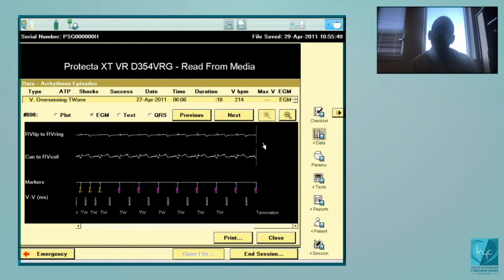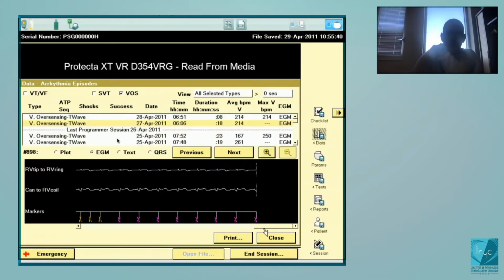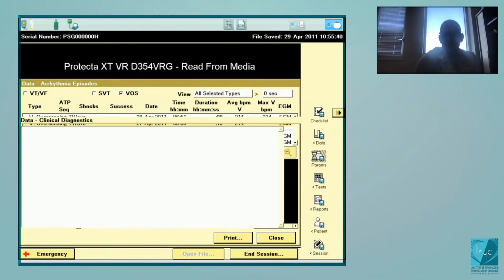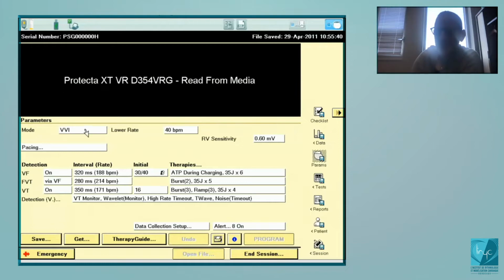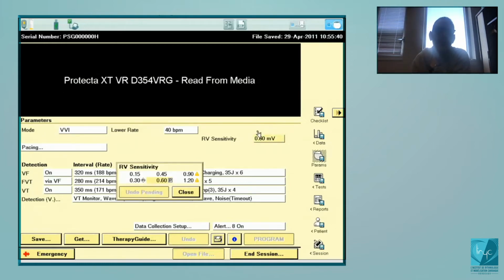But what would you do in these patients? We could change the lead configuration to integrated bipolar. Yeah, exactly. If you close, you see in the parameters the level of sensitivity, it's 0.6. Nominally, it's 0.3. So I think it has been modified. I'm not so sure that's a very good idea.